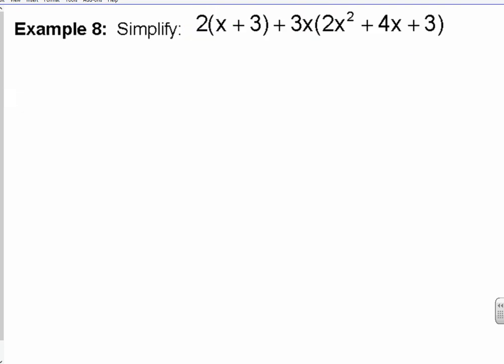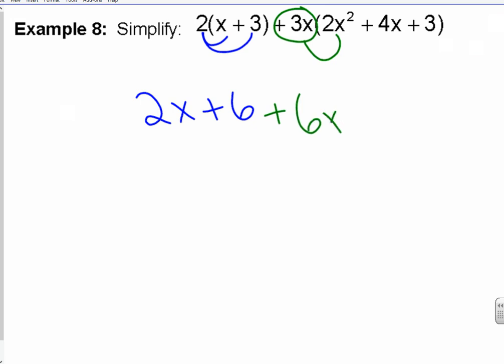Pause the video now as you try example 8. Press play to go over your answer. I distribute the 2. I distribute the 3x times the 2x squared, and I get positive 6x. This is a power of 1, and it makes 3 when I add the exponents.